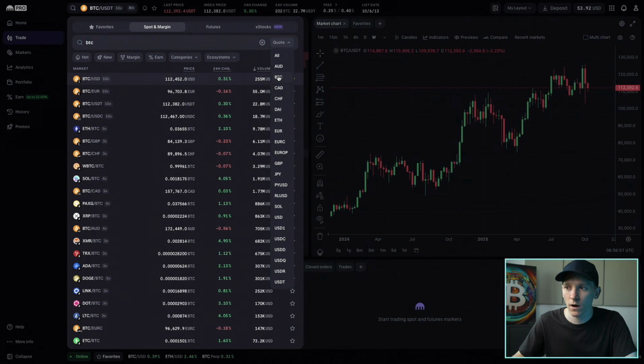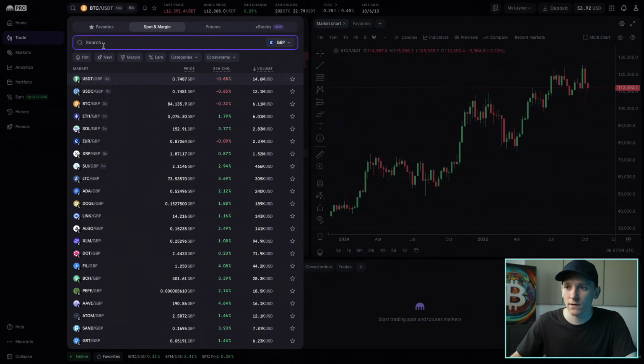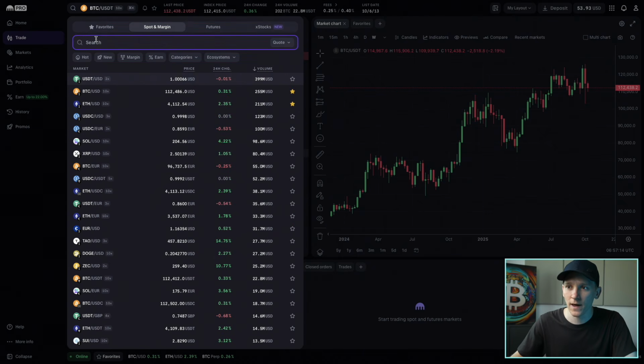So if you are, for example, in the UK and you want to trade against GBP, then we can go and find it, click this, and it shows you all of the GBP pairs. Now I'm searching for Bitcoin here, so it's only giving me that. But if we search for the GBP pairs, you've got pound sterling against all of these different assets. So choose whichever fiat currency that you're selling, and then you can just see all of the pairs against it.